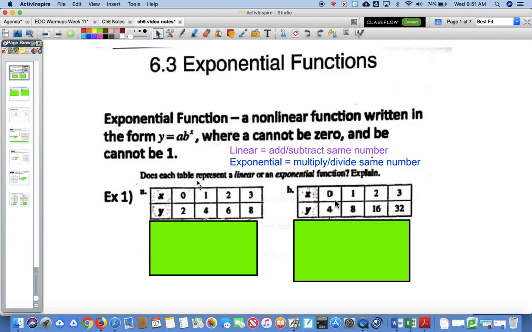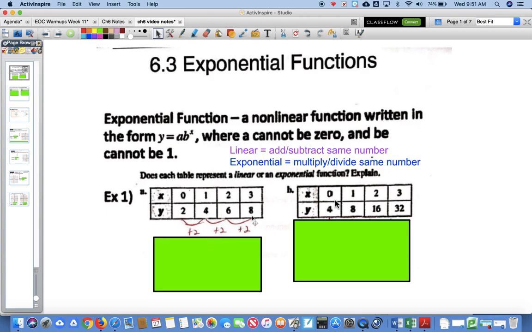So we should be able to tell whether this table represents linear or exponential just by looking for the patterns. Here we can see our x's are increasing steadily on both, so that's no issue. So let's look at the y values. It's going up by 2, add 2, add 2. They keep adding 2 consistently, so this would be linear.